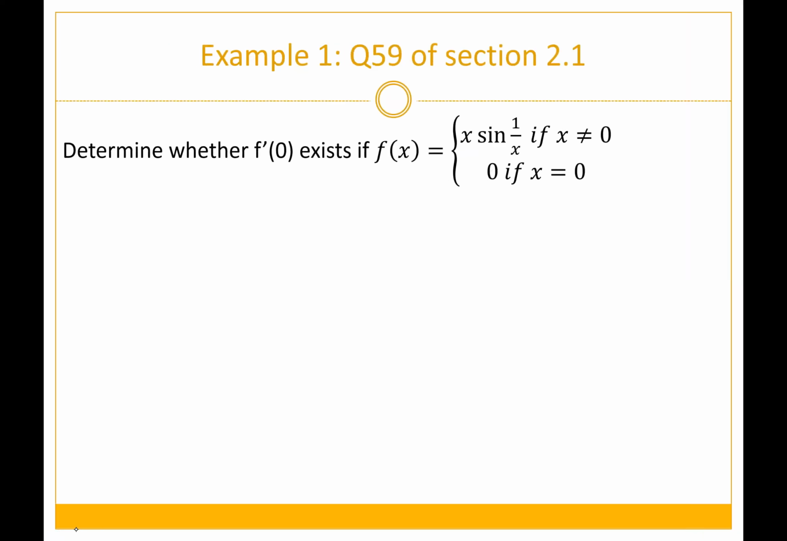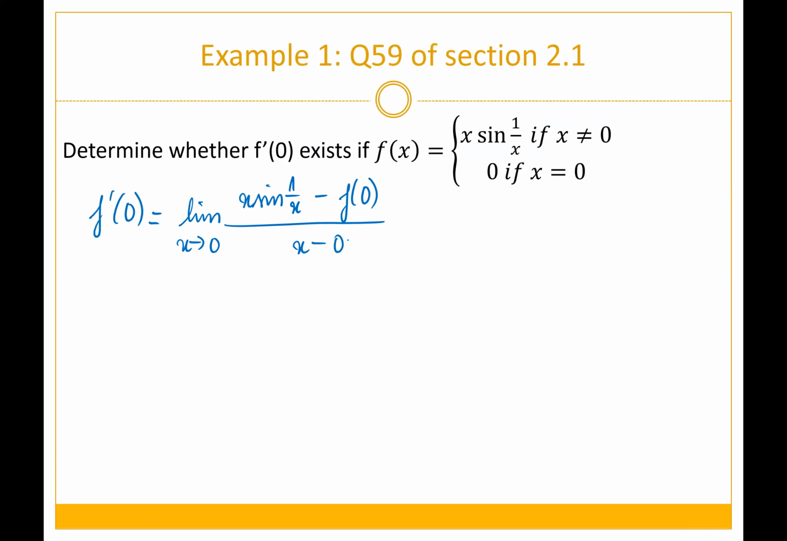The first one is question 59 of session 2.1. Determine if f'(0) exists if f(x) is given as a piecewise function like this. As we saw in the previous slide, f'(0) is defined as a limit. There are 2 definitions of the derivative at a point. One way to do it is the limit of (f(x) minus f(0)) over (x minus 0).